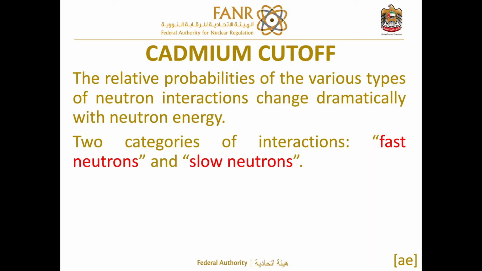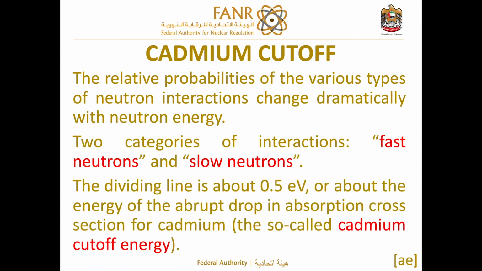And what is the dividing line? The dividing line is traditionally the so-called cadmium cutoff at 0.5 electron volt, which is the energy at which the interaction probability with the absorber cadmium changes abruptly. So normally the difference between high energy or low energy neutrons is determined by this cutoff at 0.5 electron volt.